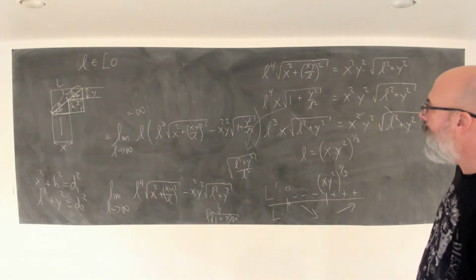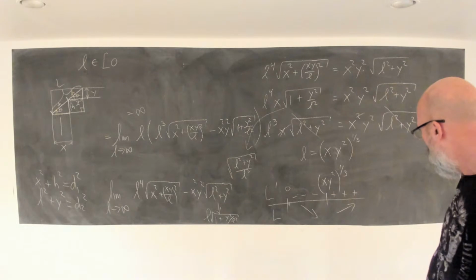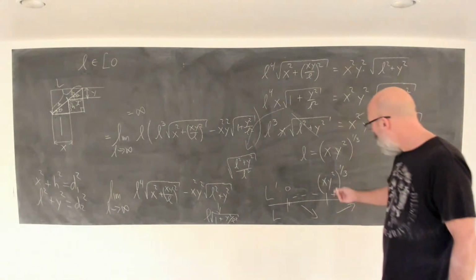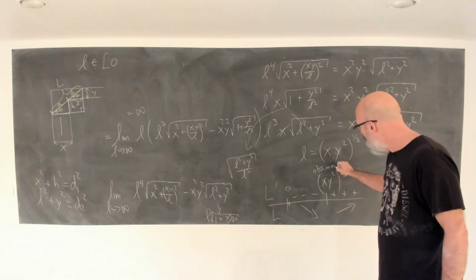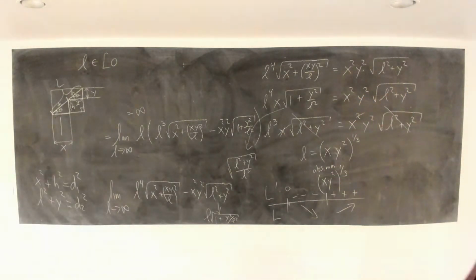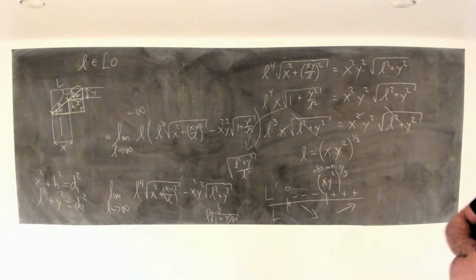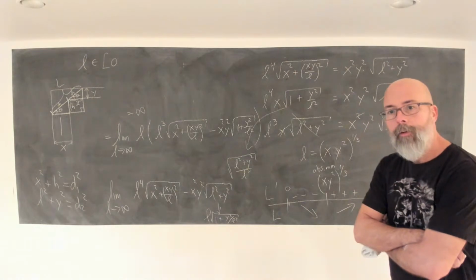Something is bad. Something is bad because what does this mean? This means we have an absolute minimum. Which is certainly not what we wanted. What happened? Seriously.